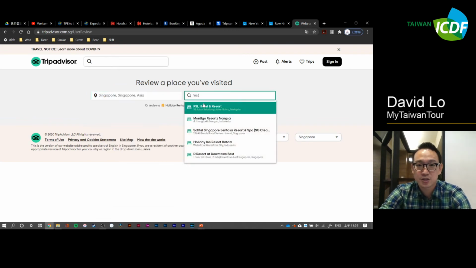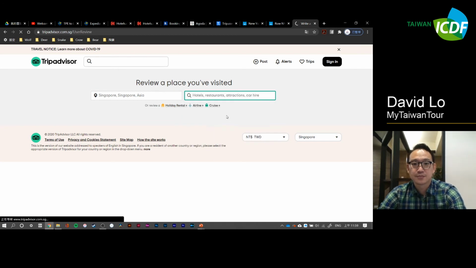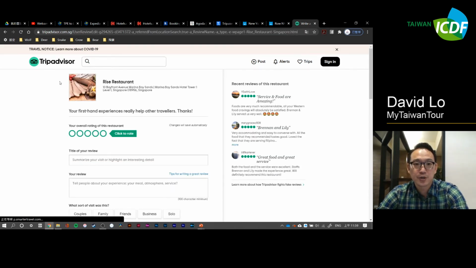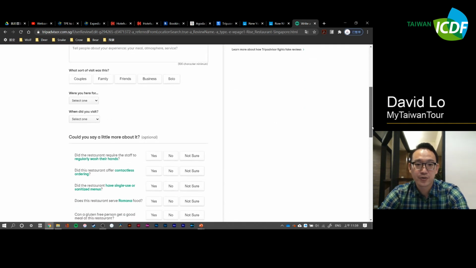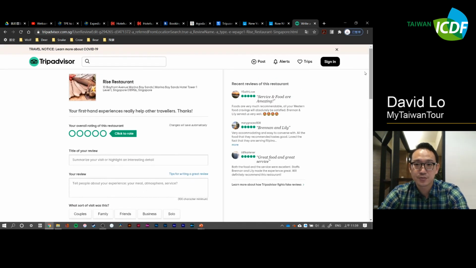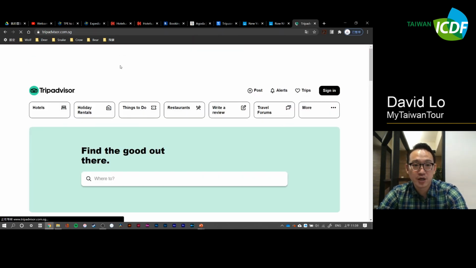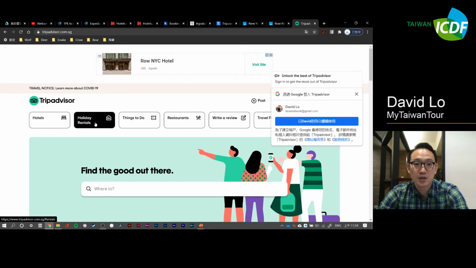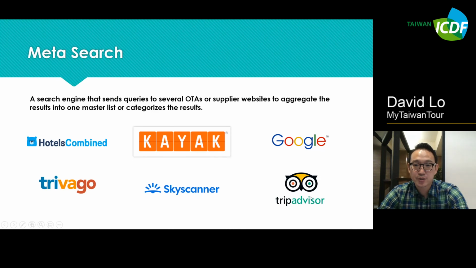Okay, let me check if I want to go to Singapore, and let's say restaurants. It will show the reviews of the restaurants, how people went there, how they felt, and their ratings about it. So this is how TripAdvisor works, but they can also book hotels and holiday rentals or things to do like Klook. Still, they are doing a meta search business as well. So these are the meta search sites that we work together with.